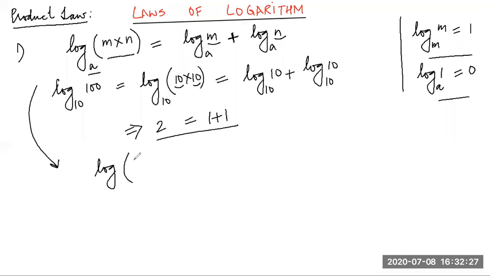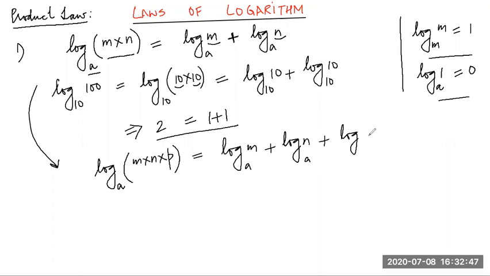Log of m into n into p to some non-zero base a would be equal to log of m to the base a plus log of n to the base a plus log of p to the base a. You could verify this law also. This is product law. Now students, we learn what is known as quotient law.